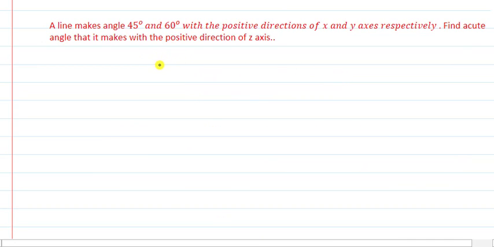There is one more problem. It is also very simple. A line makes angles of 45 degrees and 60 degrees with the positive directions of the x and y axes respectively. Find the acute angle that it makes with the positive direction of the z axis.